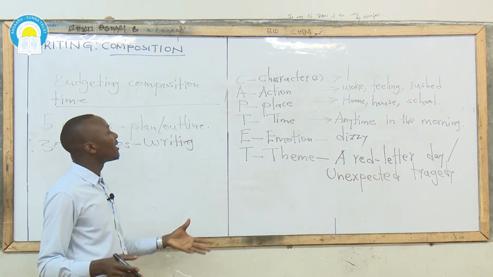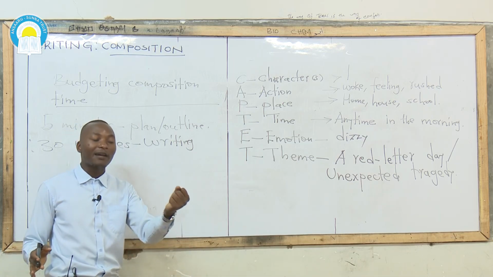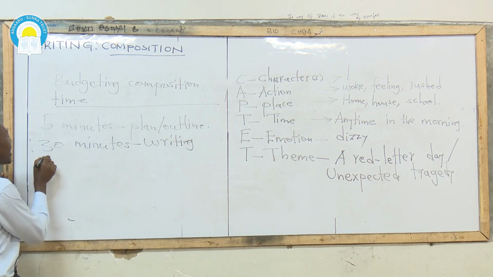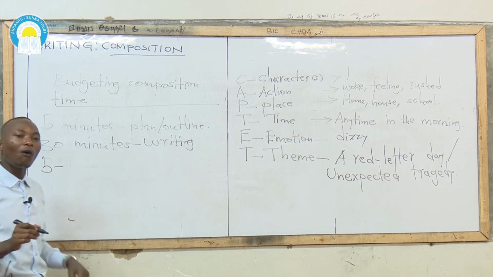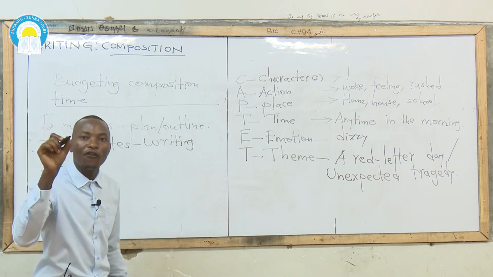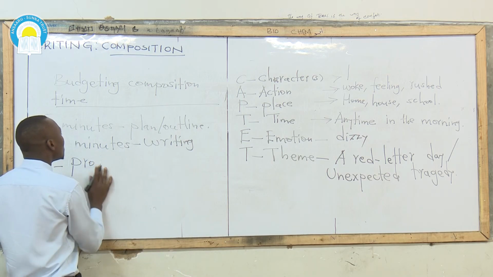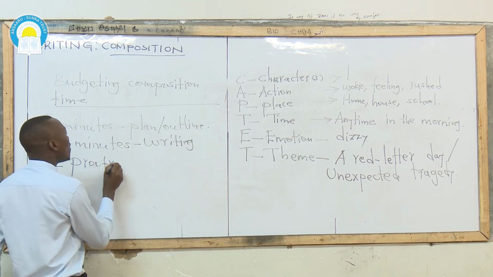Then finally, you have 5 minutes left. After writing for the 30 minutes, remember you have 5 minutes left. Now, the 5 minutes left are for what is called proofreading. Take the last 5 minutes for proofreading.